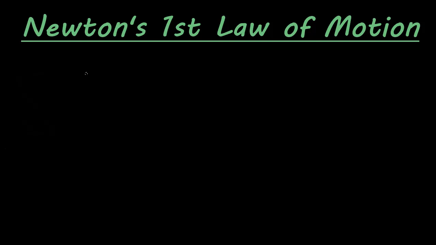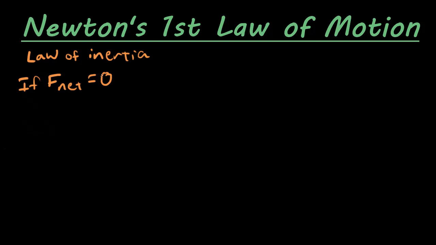In this video, we're going to go over Newton's first law of motion. Newton's first law of motion is also sometimes called the law of inertia, and I'll get into that in a little bit. Basically, what this law says is that if the net force, F net, on something is equal to 0, so after adding all the forces up, if that is equal to 0, then this becomes true.